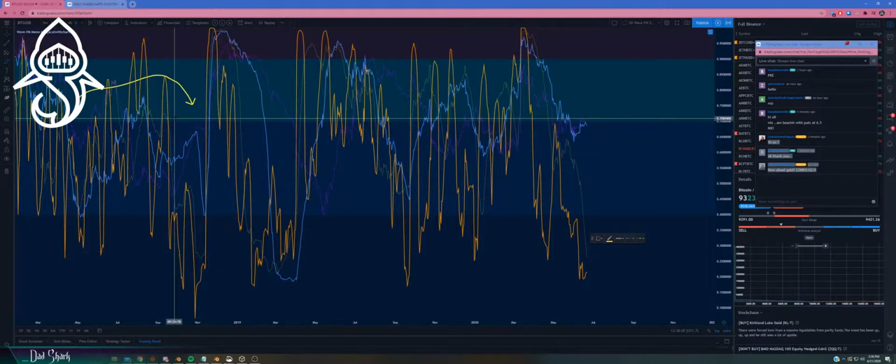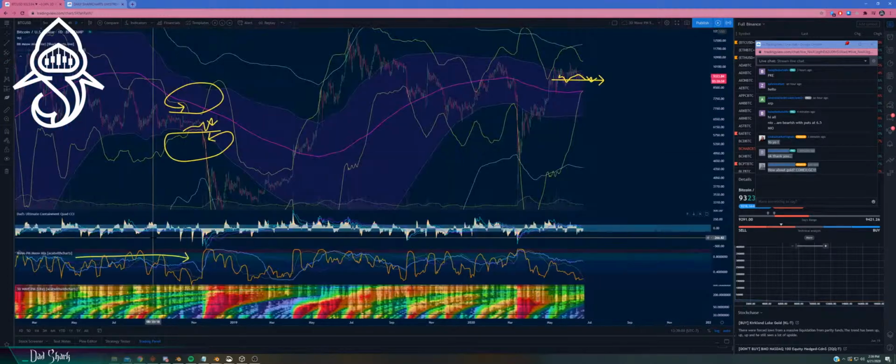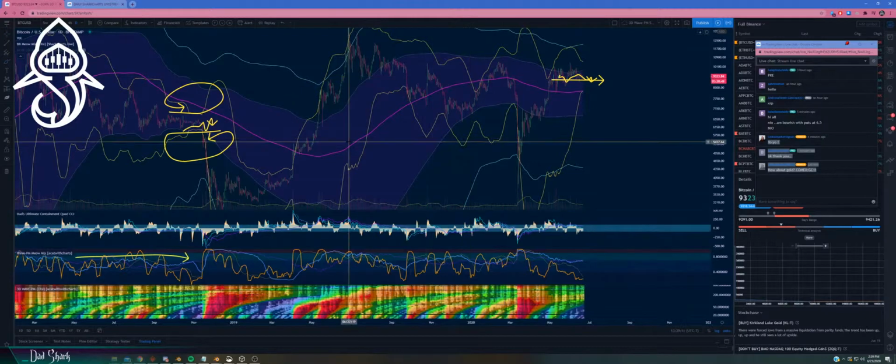So, two similar things. Very, very low volume. Very tight compressionary periods. When this breaks out, it should run for quite a distance. Okay. That's that.